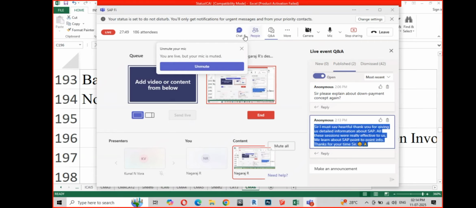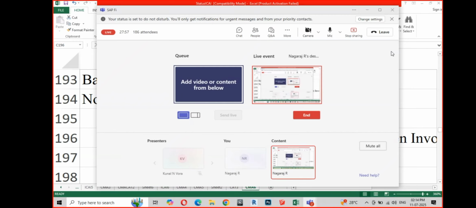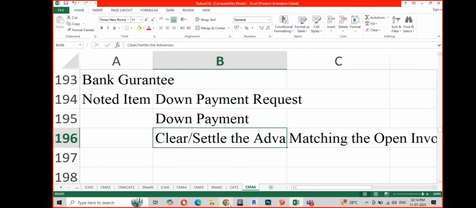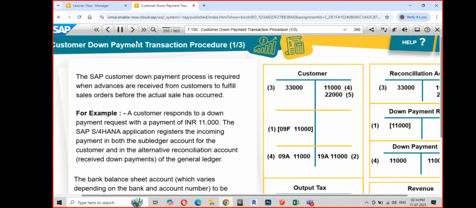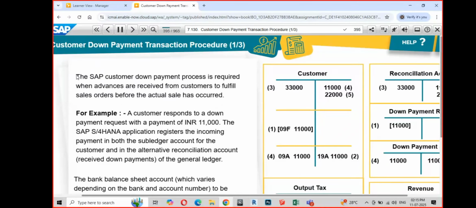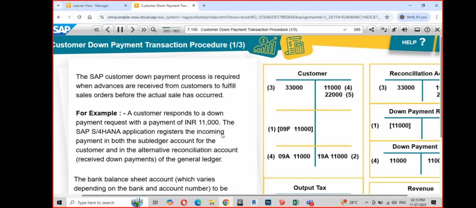So I hope all the points were answered as regards the advances. So let us go back to our slides. This is exactly what explains the whole process of your advances. He has explained the process of advances through a customer. It applies to the vendor also.